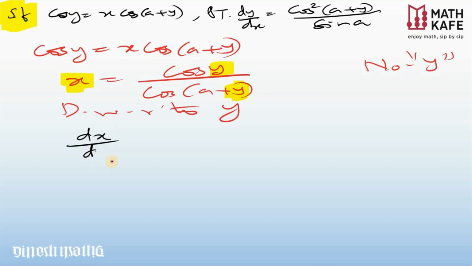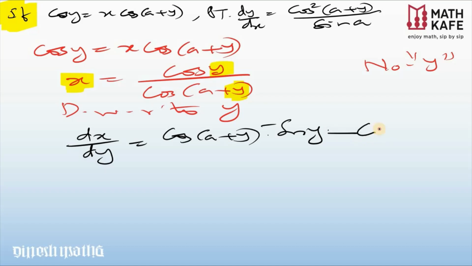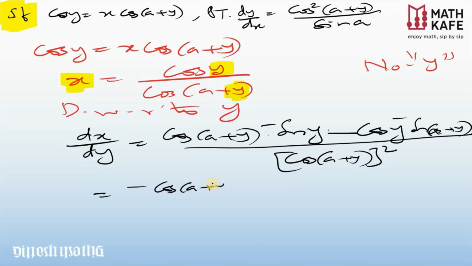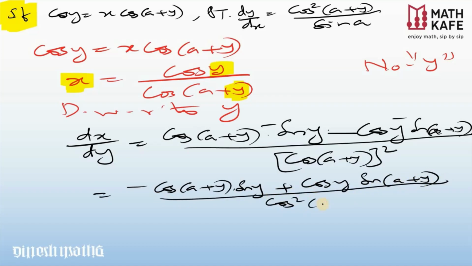Now differentiating, dx by dy will be equal to cos of a plus y into the derivative of cos y, minus sin y into dy by dy, that is 1, so I am leaving that. Then cos y into the derivative of cos of a plus y, again minus sin of a plus y into the derivative of a, which is 0, and the derivative of y with respect to y, that is 1, so just leaving, and divided by cos of a plus y the whole square. When you simplify, this is negative cos of a plus y into sin y plus cos y sin of a plus y, and the whole divided by cos square of a plus y.